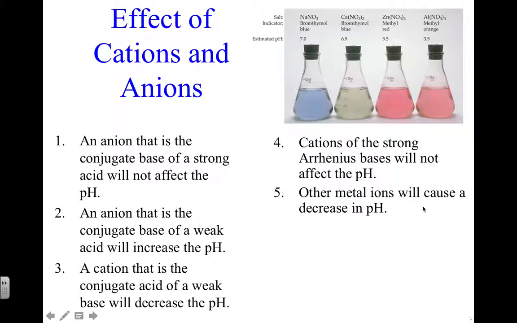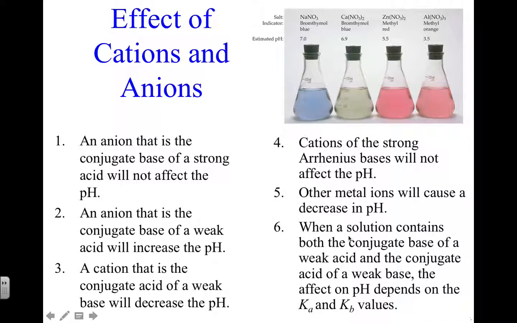So decrease the pH, making water more acidic. The last one: when a solution contains both the conjugate base of a weak acid and the conjugate acid of a weak base, the effect on the pH depends on the Ka and the Kb. So what is this saying?